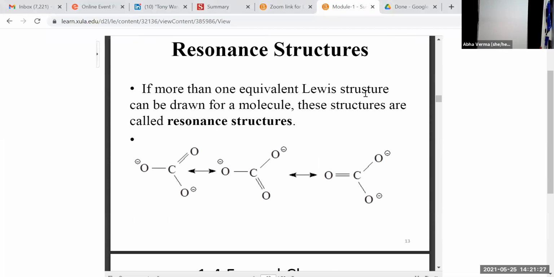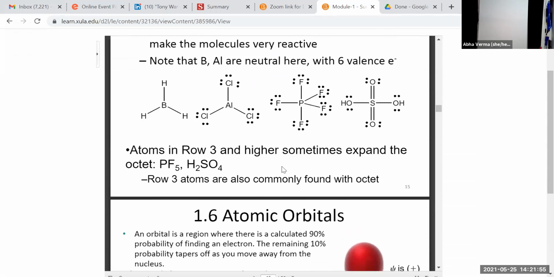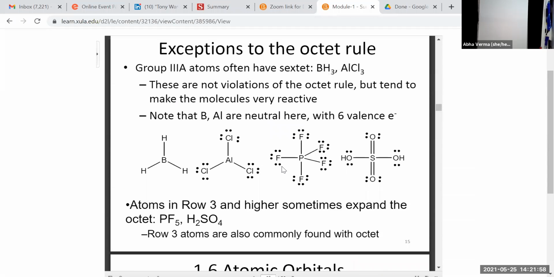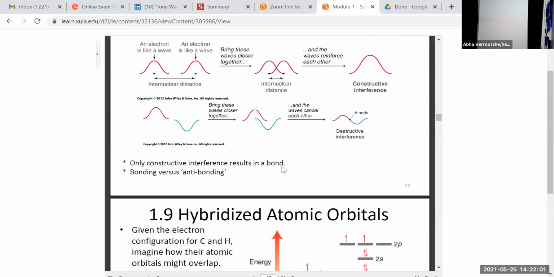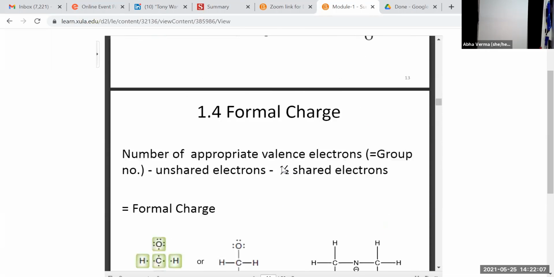But Lewis structures are not sufficient. Okay, there is a possibility of forming more than one structure for the same compound. They are different from constitutional isomers. Why? Because the connectivity is exactly the same, but the location of electrons is different. That is what differentiates a constitutional isomer and a resonance structure.